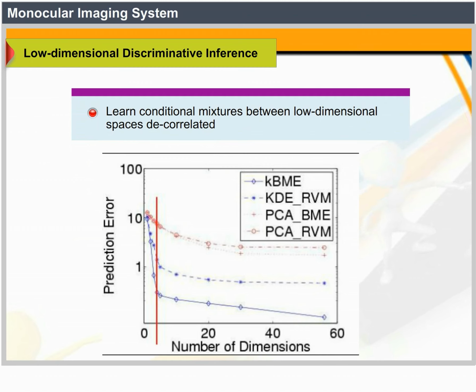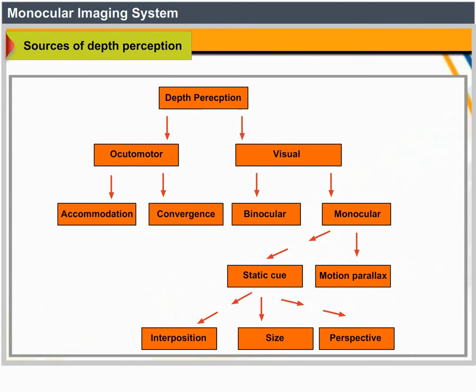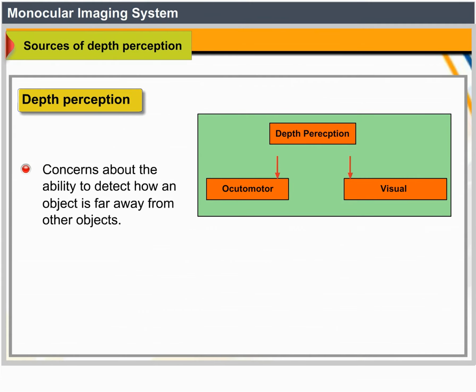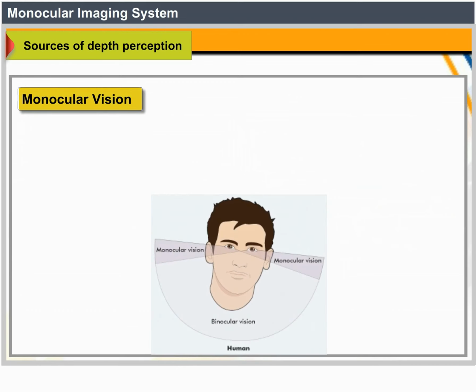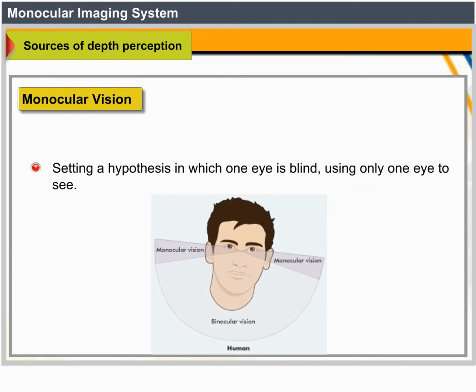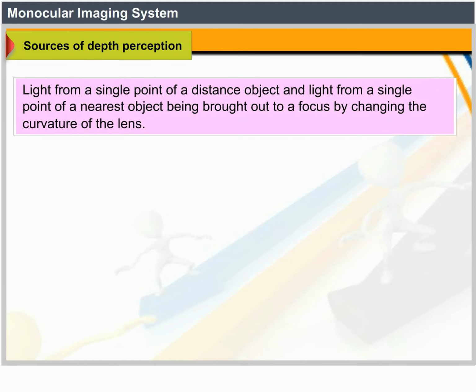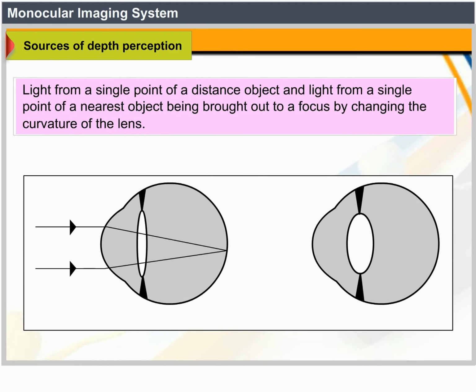Sources of depth perception. Please refer to the diagram shown on screen. Depth perception is the ability to detect how far away an object is from other objects. Monocular vision is a condition in which one eye is blind, seeing with only one eye. Binocular vision is seeing with two eyes simultaneously. Light from a single point of a distant object and light from a single point of a nearest object are brought to a focus by changing the curvature of the lens.